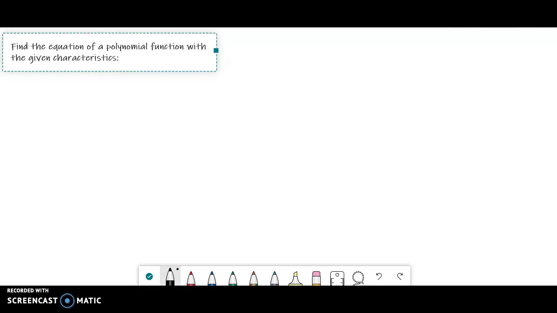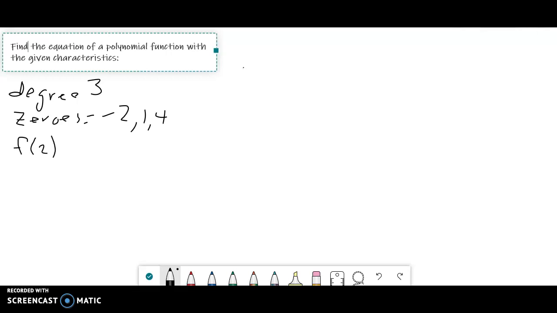I want to find the equation of a degree 3 polynomial. So that's telling us how many zeros it will have. And I'm going to start by saying it has zeros of -2, 1, and 4. And we have to be given one last piece of information, which in this problem is going to be f of 2 is equal to -16.